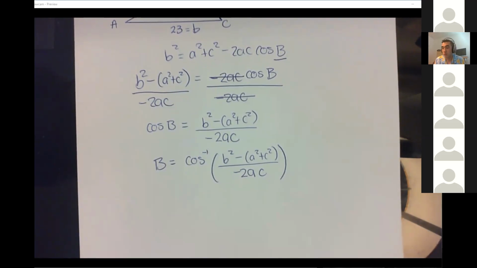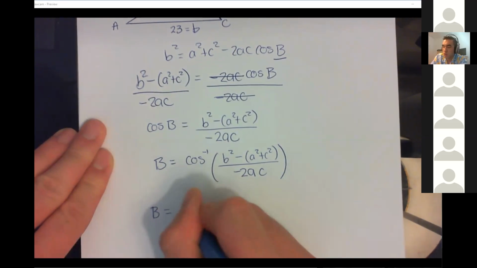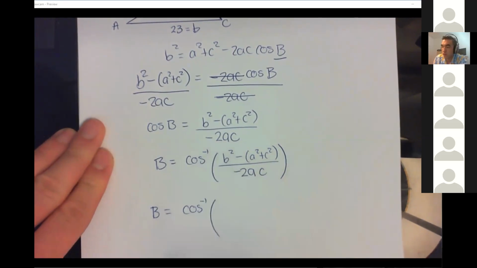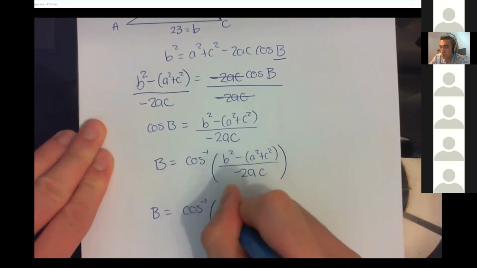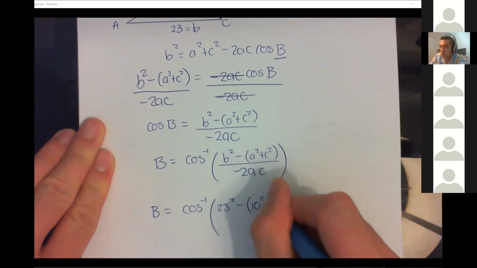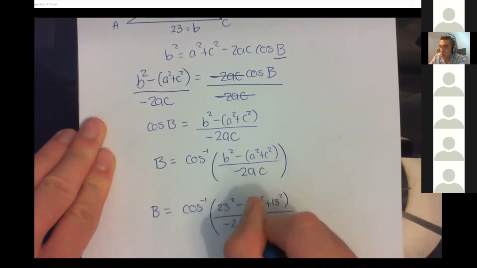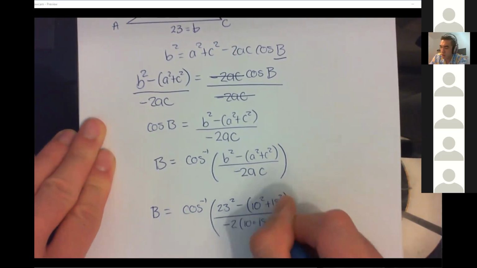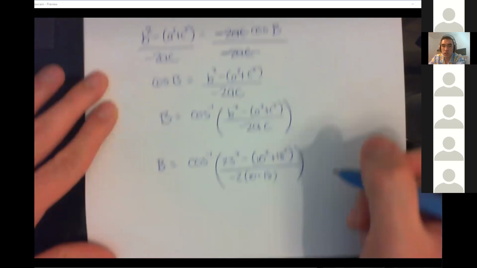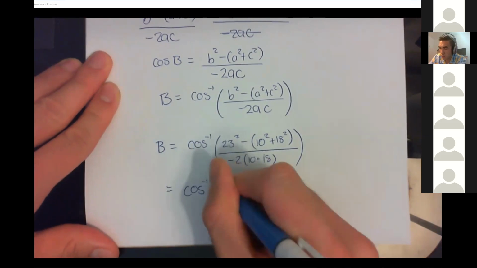You can use this in other questions if you can keep track of the moving pieces. Now that we have solved it out, the rest is the act of substitution, and then we'll ask our calculator what the final deal is. So angle B is equal to the inverse cosine of b squared, which is 23 squared, minus a squared plus c squared, 10 squared plus 18 squared, all then divided by -2 times 10 times 18, -2ac. That's going to give us our inside ratio.